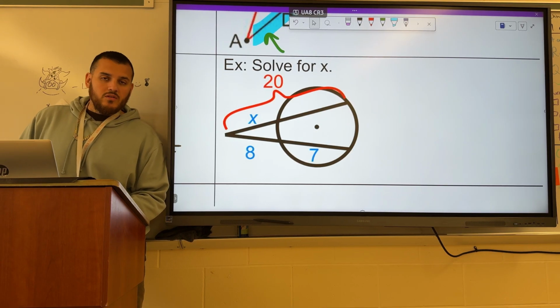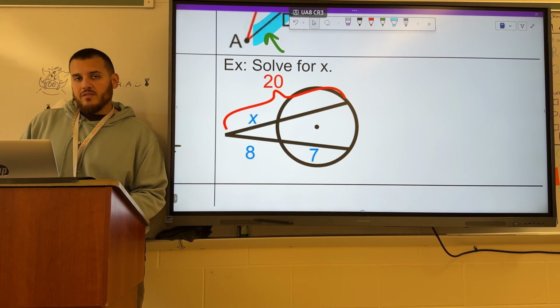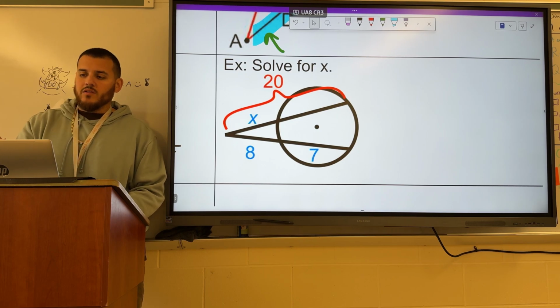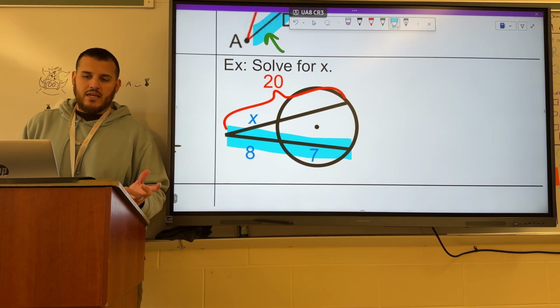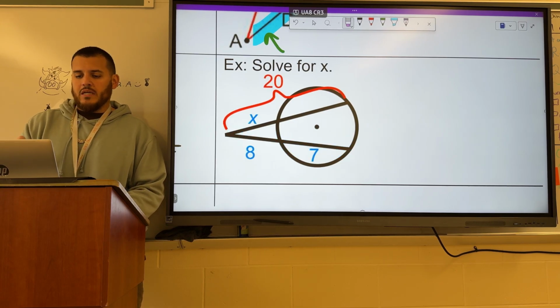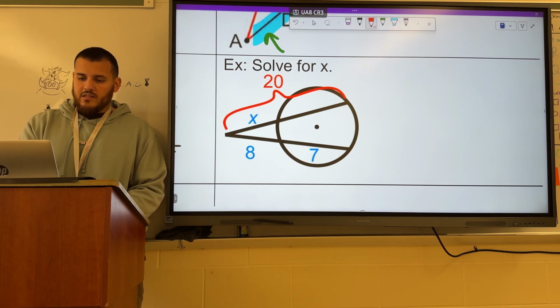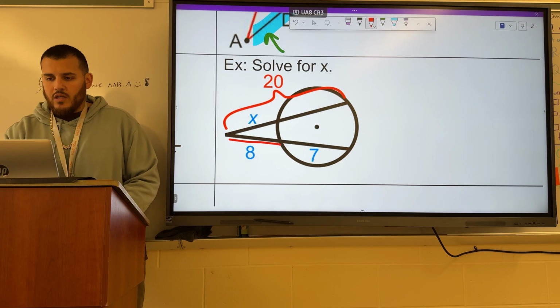In this example, we're only solving for x, and here again we have to identify what's going on. We have a circle, we have two secants. Again, we know these are secants because they're going through the circle. They're both inside and outside of the circle, making it a secant. We're gonna look at one at a time. Remember, we're doing the external piece, which we're looking at that bottom secant.